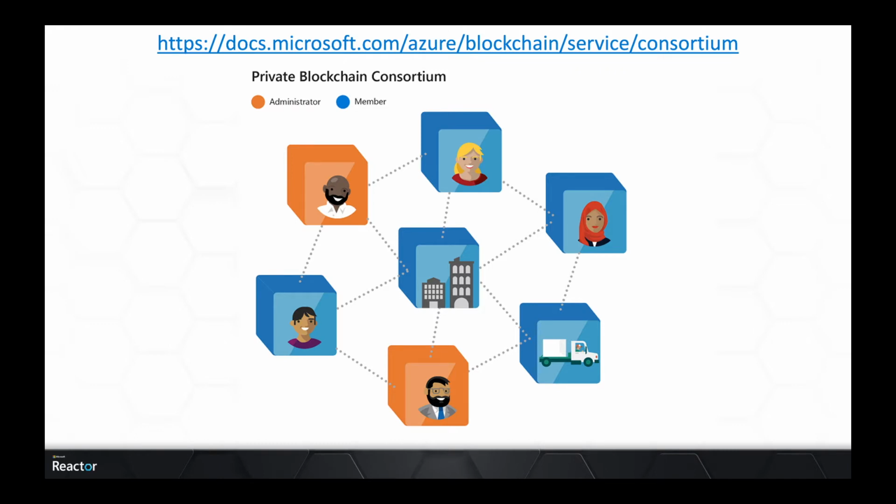Here in this picture, you see that there can be two different types of roles. You will either have your administrators, they're in the orange, or you can have the members who are in the blue. Administrators can manage the consortium, so they can control who's coming and going, and they can assign different roles or privileges, whereas members can just be participants in the blockchain. They don't have that admin privilege.